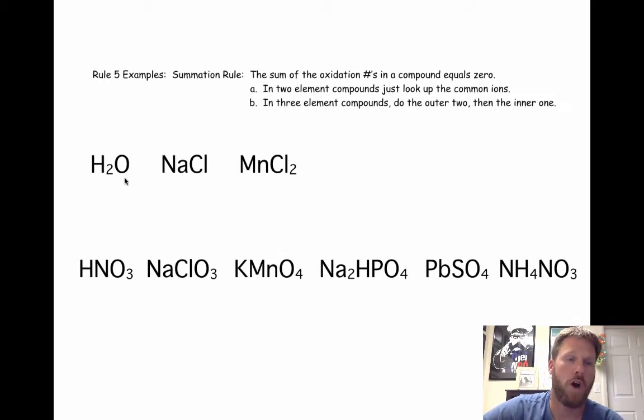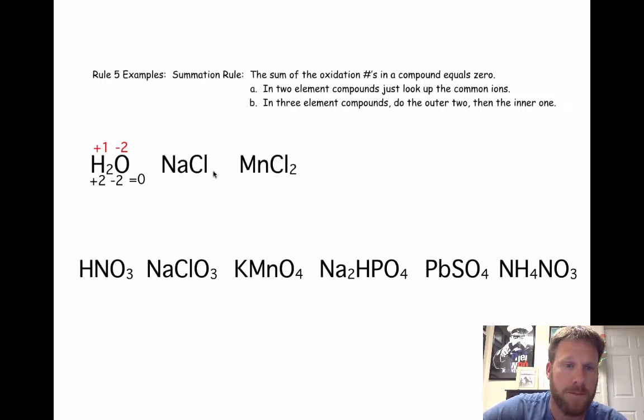So if we have H2O, we have 2 rules for those. Those 2 rules cover that. So hydrogen is a +1, oxygen's a -2. You can see this would add up to 0 because we'd have a -2 from the oxygen, and we have 2 hydrogens, each with a +1 charge. So we have a +2 total charge from hydrogen, so it adds up to 0.